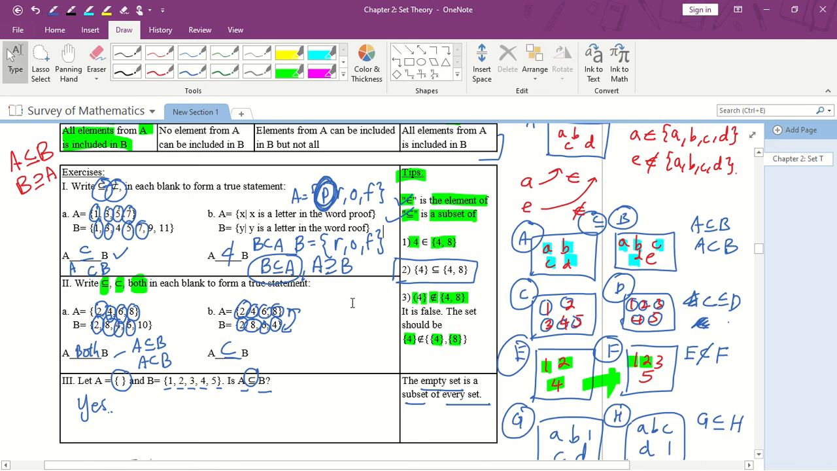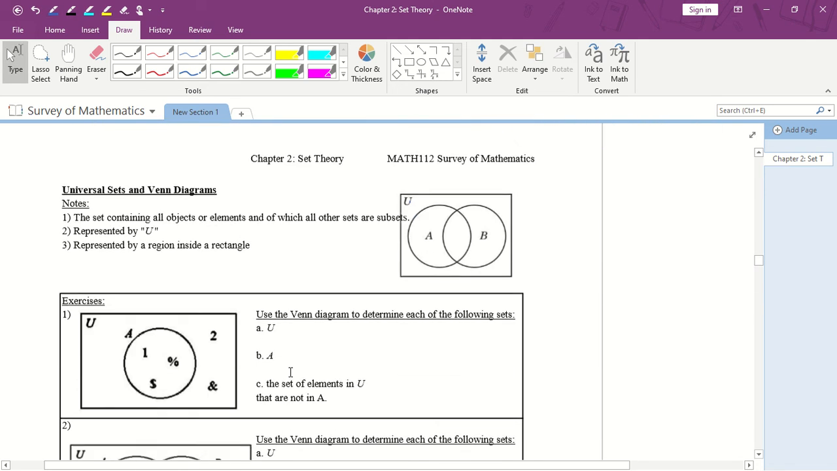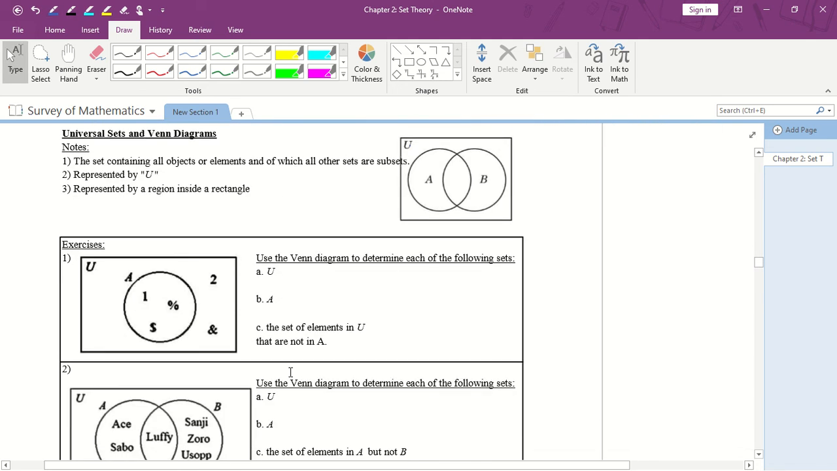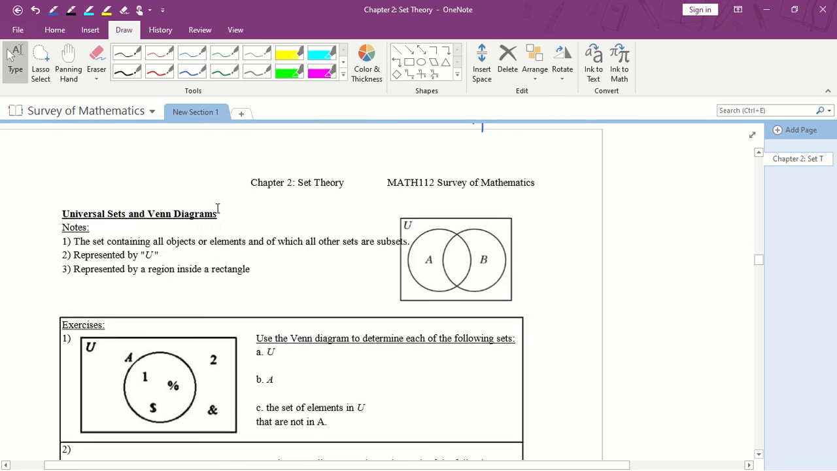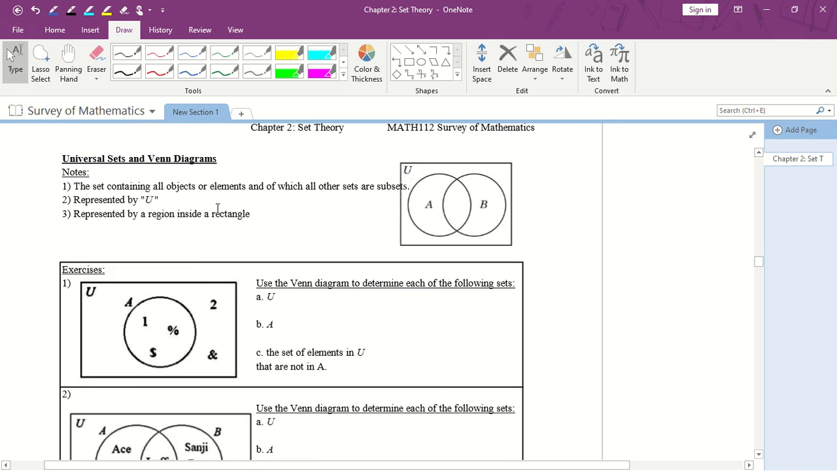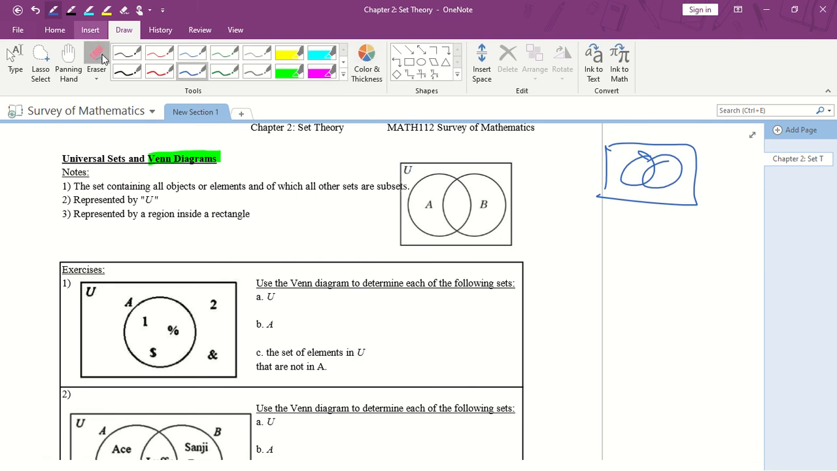Okay, so let's move to the next subtopic, which is about universal set and Venn diagram. So what is a Venn diagram and what is a universal set? First you need to know about the Venn diagram. Basically when you see something like this, a big box here and two circles inside, that's called a Venn diagram. Okay, no need to think about it too much.